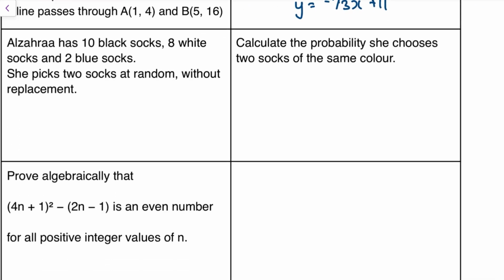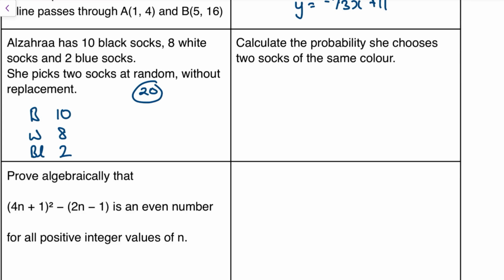Al-Zara has 10 black socks, 8 white socks and 2 blue socks. I'm going to write that down first of all. So black socks is 10, white socks is 8, and blue socks also annoyingly begins with B. We can say BL for blue, which gives me 2. So in other words, there's 20 socks overall. That seems relevant. She picks 2 socks at random without replacement. Calculate the probability she chooses 2 socks of the same colour.